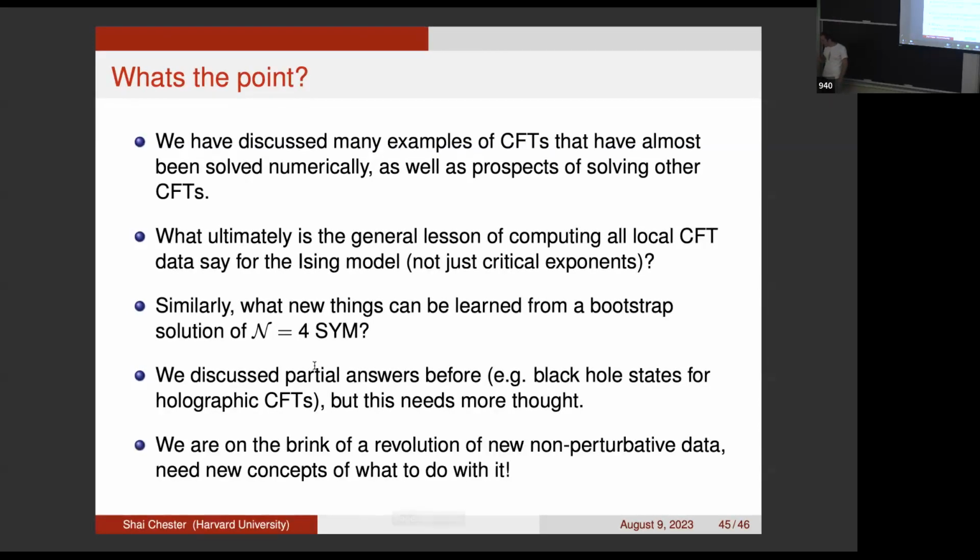So the way I would say it is that I think we are on the brink of a revolution of new non-perturbative data, and we need new concepts of what to do with it. So for all the people in the audience who are very conceptually minded, maybe they can start thinking, okay, say someone hands me the lowest 50 operators in N equals 4 super Yang-Mills, what predictions do I have for that? What can I learn from that, etc.